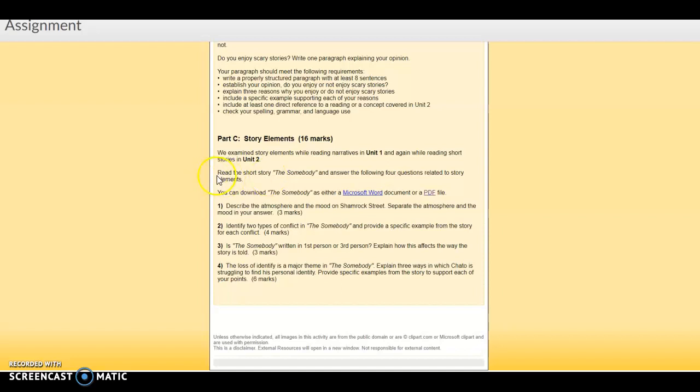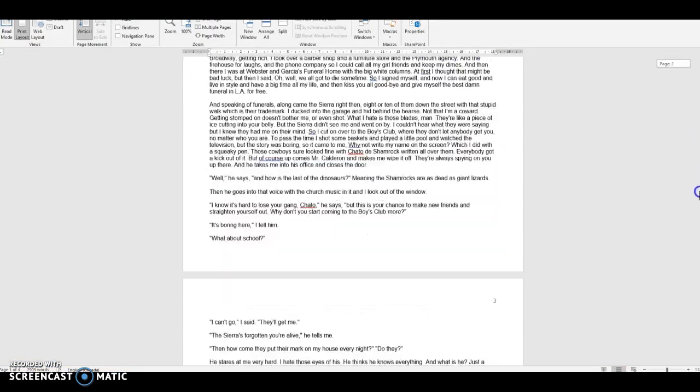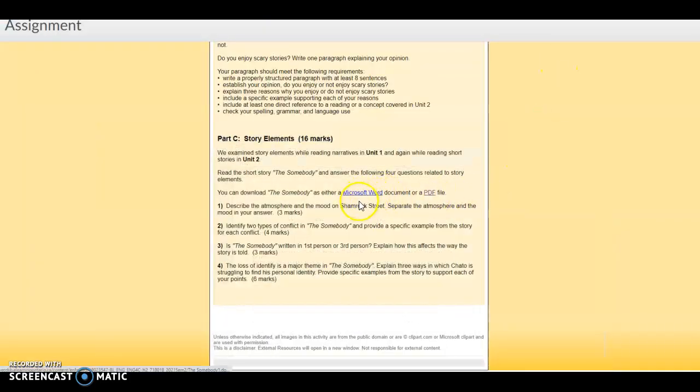So what you're going to be asked to do is to read a story called The Somebody and answer 4 questions related to story elements. You can download The Somebody as a Microsoft Word document, and it'll look like this right here. It's about 3.5 pages. So you'd read through this story, okay? If you prefer to not use Microsoft Word, or if you don't have it or have a problem downloading it, you can always view the story on the internet by clicking on the PDF file here, and a PDF file will pop up. The 4 questions, as I said, will relate to story elements.